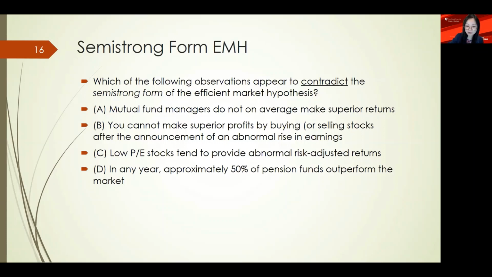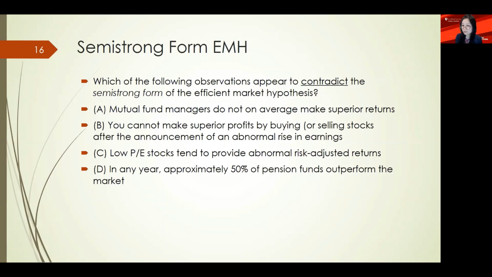Okay, so I'm going to end the poll and show you the results. You can see that most of the votes come from B and C, the second and the third choice, and fewer from A and D. So I know A and D are not correct, but which one among B and C is correct? So let's take a look. This question asks which one contradicts the semi-strong form EMH? Which one is inconsistent with the predictions from semi-strong form EMH?